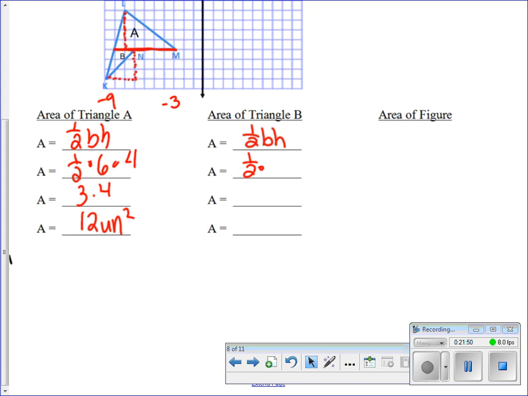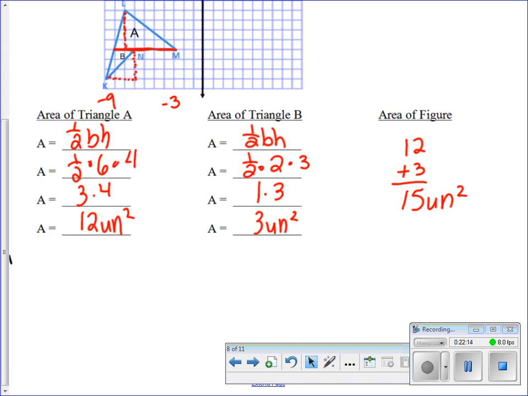So now for B, what's the base? 2. And what's the height? 3. Half of 2 is 1. So now I have to add my A and my B together. So 15 units squared.